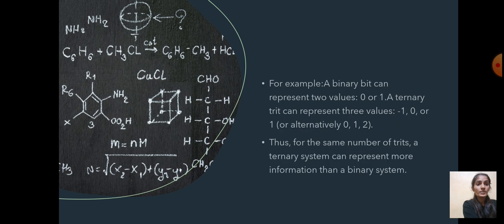For example, a binary bit can represent two values, 0 or 1. A ternary digit can represent three values, -1, 0 or 1. Thus, for the same number of digits, a ternary system can represent more information than a binary system.